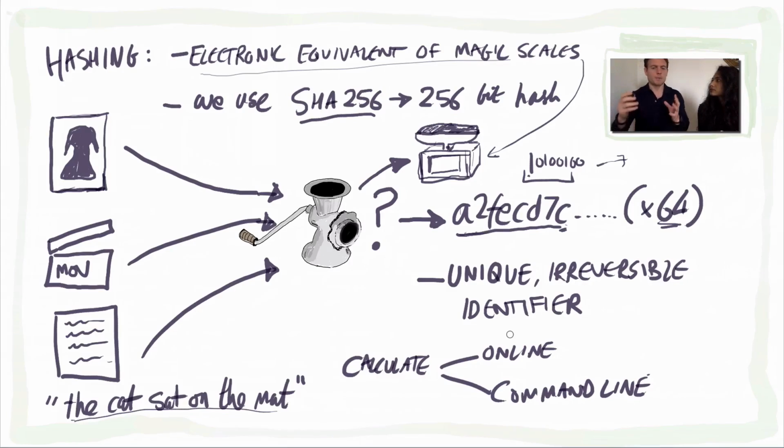It's a way of, let's say, representing uniquely an input of some kind that is electronic. Just as we use the scales in a slightly silly example of representing uniquely, like perfectly uniquely, something that in the real world, like something physical, right?